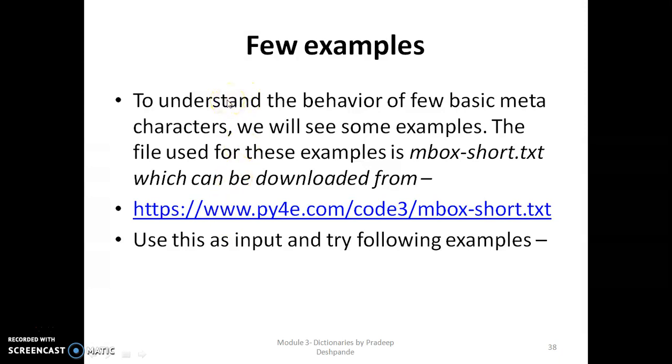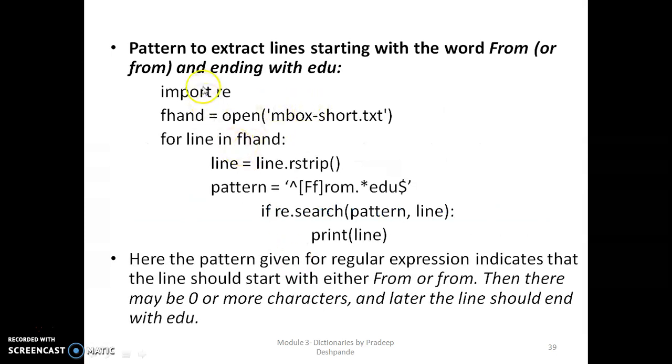So a few more examples are there. We are using the mbox-short.txt file, which is available at py4e.com, under this particular path. We are using that. Now we have this pattern to extract lines starting with the word From or from. So this particular pattern we have to match here: From with capital F and once with small f. So this we can see here.